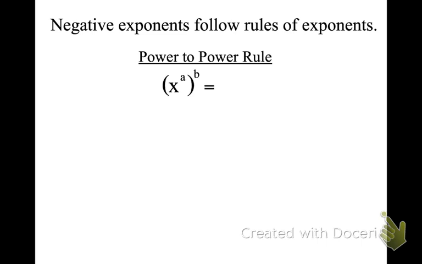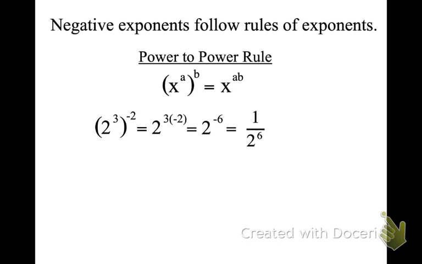Now, negative exponents with power to a power. Same thing. Power to a power, we multiply the exponents. Now we have to use our rules of integers. The third power times negative 2 power is what? Negative 6 power. Good. And then could I write that as a positive exponent? Yes. What would that become? 1 over 2 to the 6, and that simplifies to 1 over 64. Yeah. Thank you, Ashley.